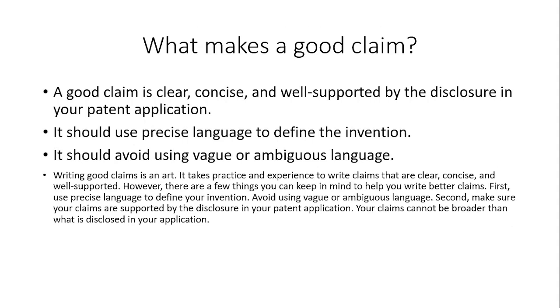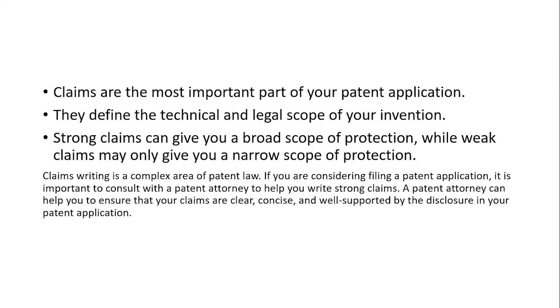But what makes a good claim? I can give you some tips. A good claim is clear, concise, and well supported by the disclosure in your patent application. It should use precise language to define the invention. It should not support other devices rather than your invention. It should avoid using vague or ambiguous language. It utilizes very technical knowledge and legal language.